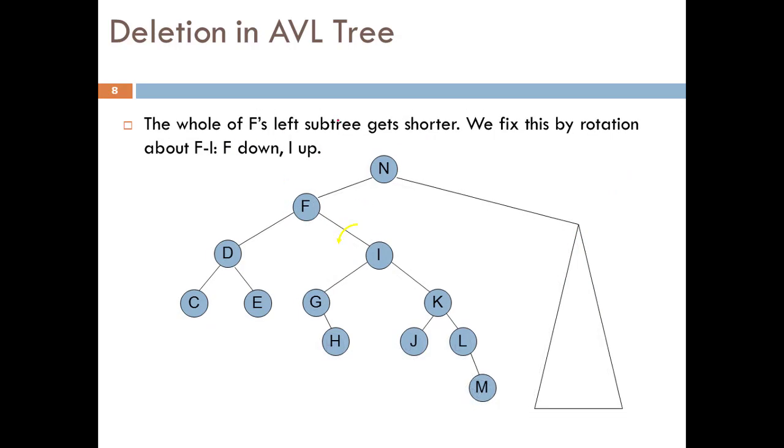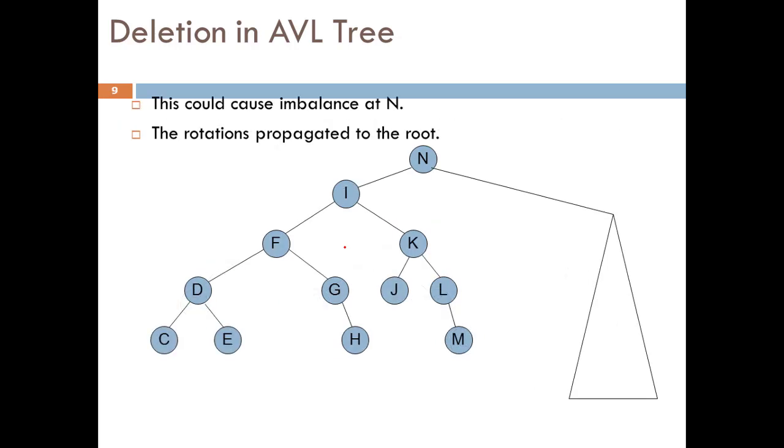So the whole of F's left subtree gets shorter. We fix this by rotating about F to I, F down, I up, like this one we just saw, and this will make the rotation like this one. This could cause imbalance at root node N, like this portion is one less than the right portion, so the rotations propagate to the root level.